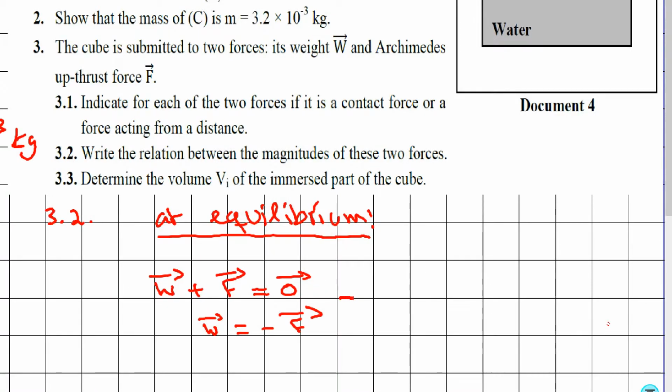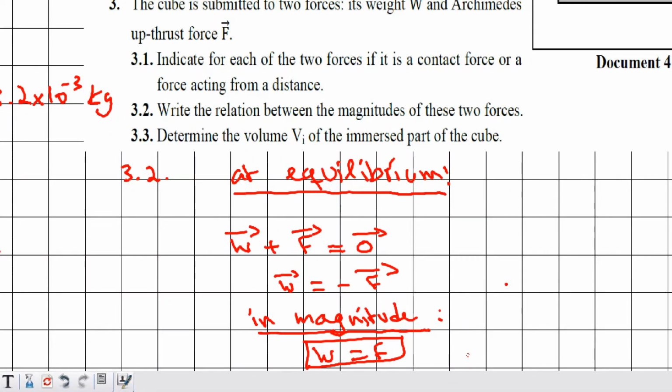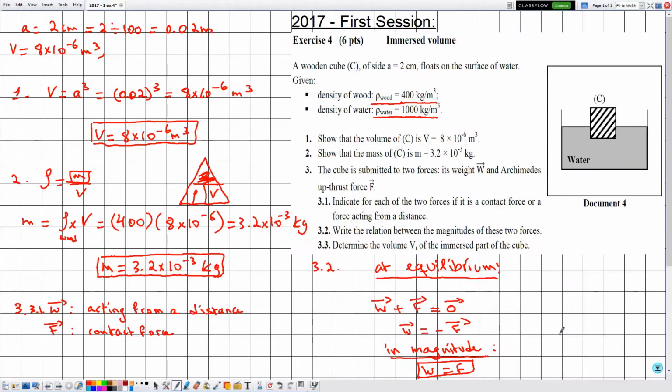Now the first equation tells us that both weight vector and F vector acting on C cancel each other to give us the 0 vector, whereas the second equation tells us that both forces have the same line of action, opposite direction, and same magnitude. Since we are interested in the relation between the magnitudes, then let's say in magnitude, so here we drop down the vectors and we get rid of the minus sign, so the weight is equal to F. So this is the real weight and it's equal to M times G. Okay, so this is the answer for 3.2.